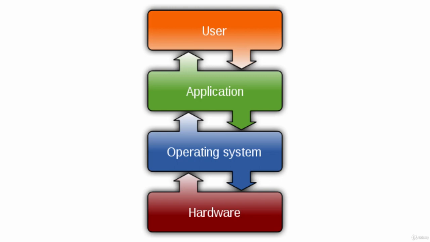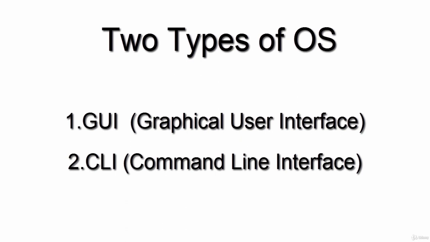Without an operating system, any electronic device is nothing because the operating system creates the communication between our machine's hardware and software. That means you cannot communicate with computer hardware and you cannot install any third party software without an operating system. So we have two types of operating system. The first one is graphical user interface operating system and the second is command line interface operating system.